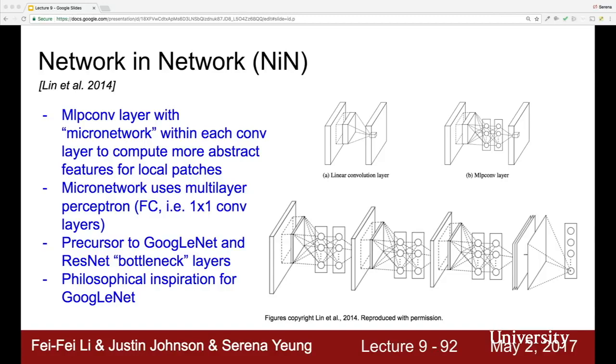So it uses these fully connected, or basically one by one conv, kind of layers. It's going to stack them all up like this bottom diagram here, where we just have these networks within networks stacked in each of the layers. The main reason to know this is that it was kind of a precursor to GoogleNet and ResNet in 2014 with this idea of bottleneck layers that you saw used very heavily in there. And it also had a little bit of philosophical inspiration for GoogleNet, this idea of a local network topology, network in network, that they also used with a different kind of structure.